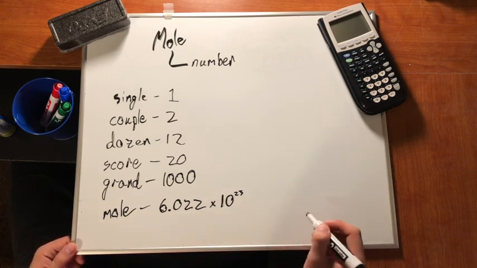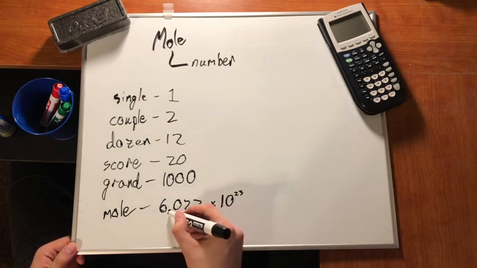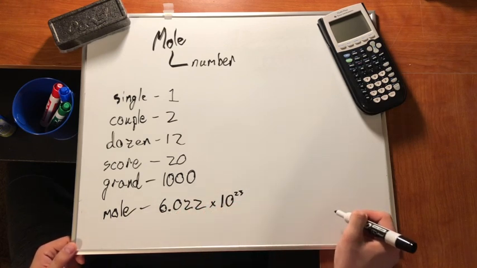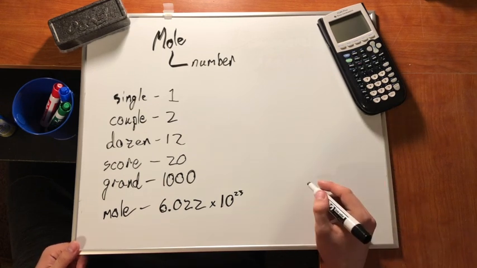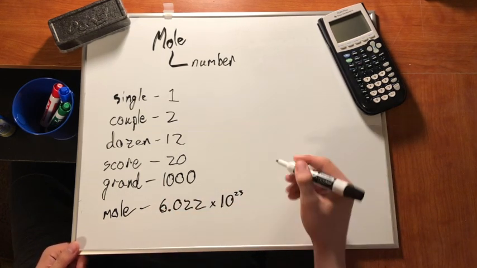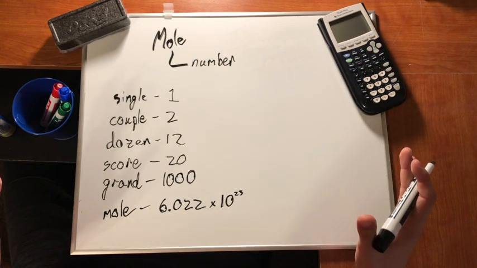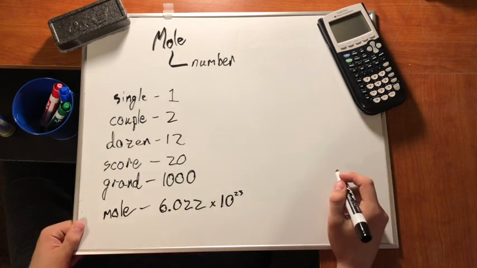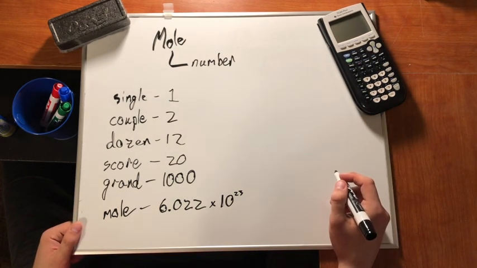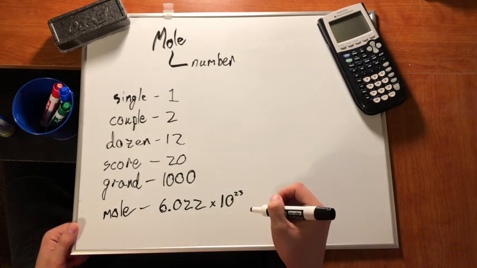If I were to write this out in decimal form, right, multiplying times 10 to the 23rd means I would move the decimal place 23 times over here. And so we're talking about millions of millions of millions of millions of millions, right? For example, I don't know, if I had a mole of peas, like the little vegetable, that would cover the entire surface of the earth very deeply. So this is a huge number. Okay, so why is this number important? What does this number have anything to do with chemistry?